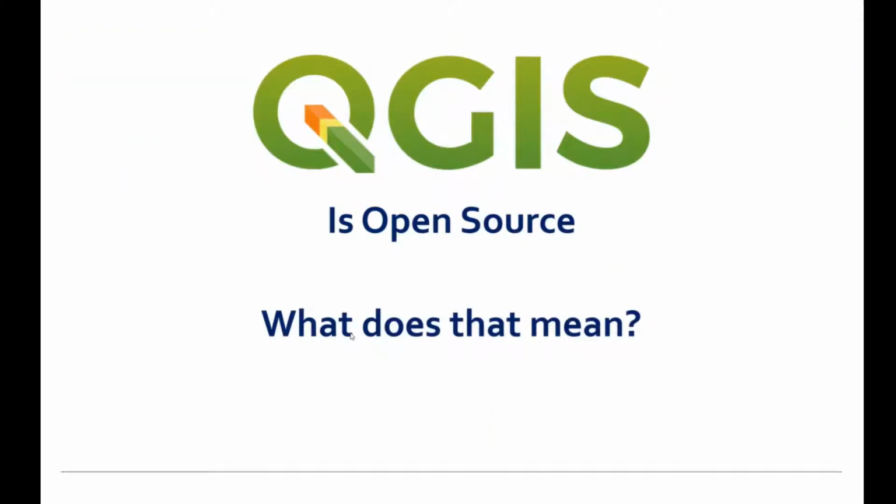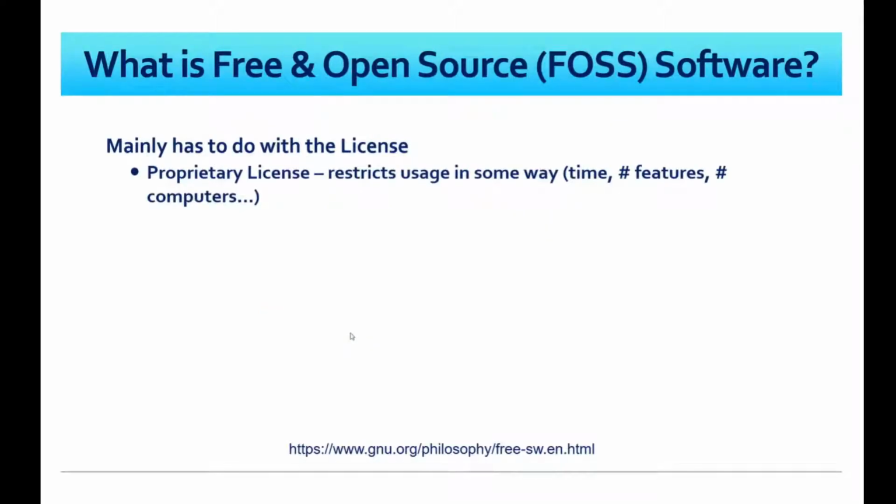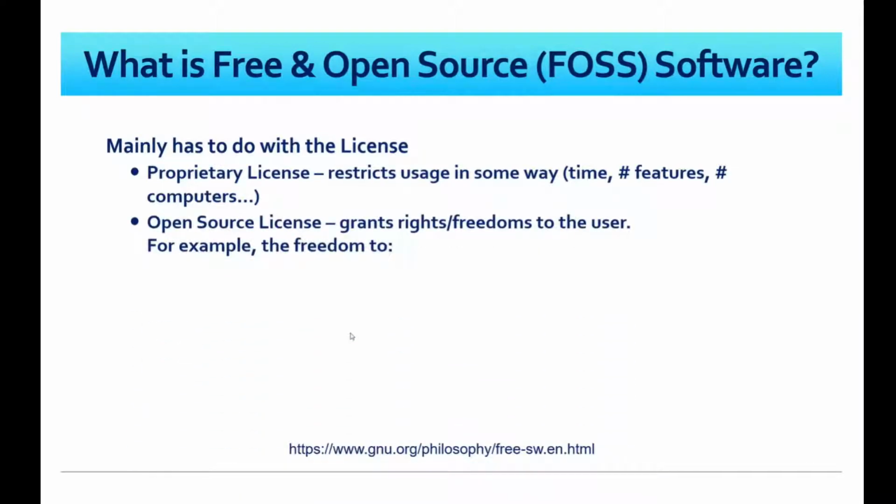So QGIS is open source. So let's talk about that. What does open source mean? Well, free and open source software, that term mainly has to do with the license. So on one side we have a proprietary license. You might think of Microsoft PowerPoint as proprietary software. And so the license, when you purchase PowerPoint, restricts your usage in some way, either in the time you're allowed to run it, the number of features you have access to, or the number of computers you can install it on.